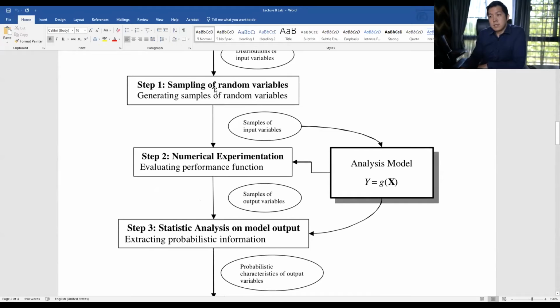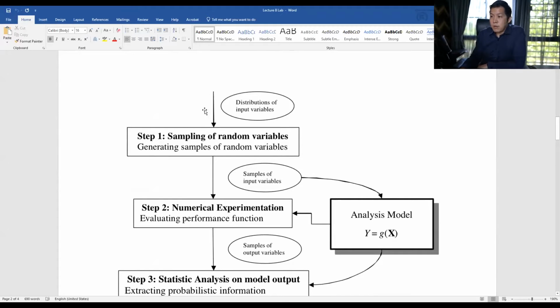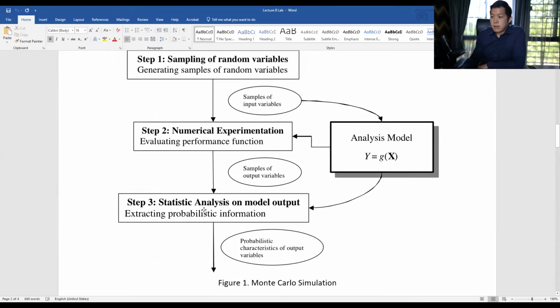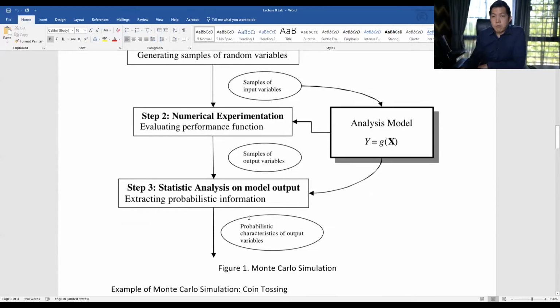So this is a flow chart in Monte Carlo simulation. You need to sample, and then perform a numerical experiment, and then estimate the output.